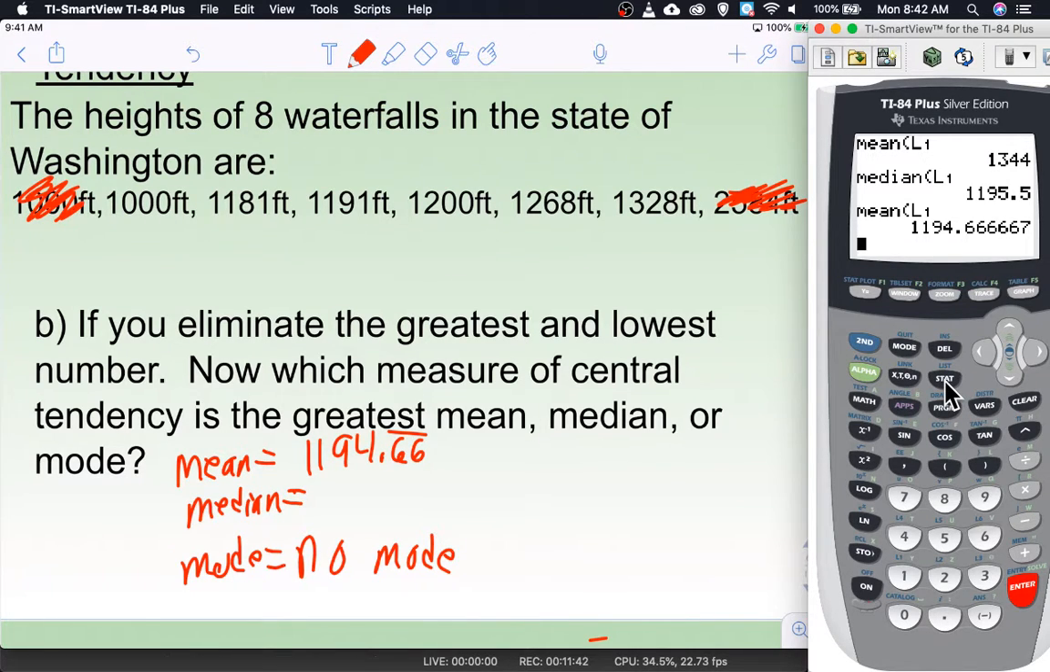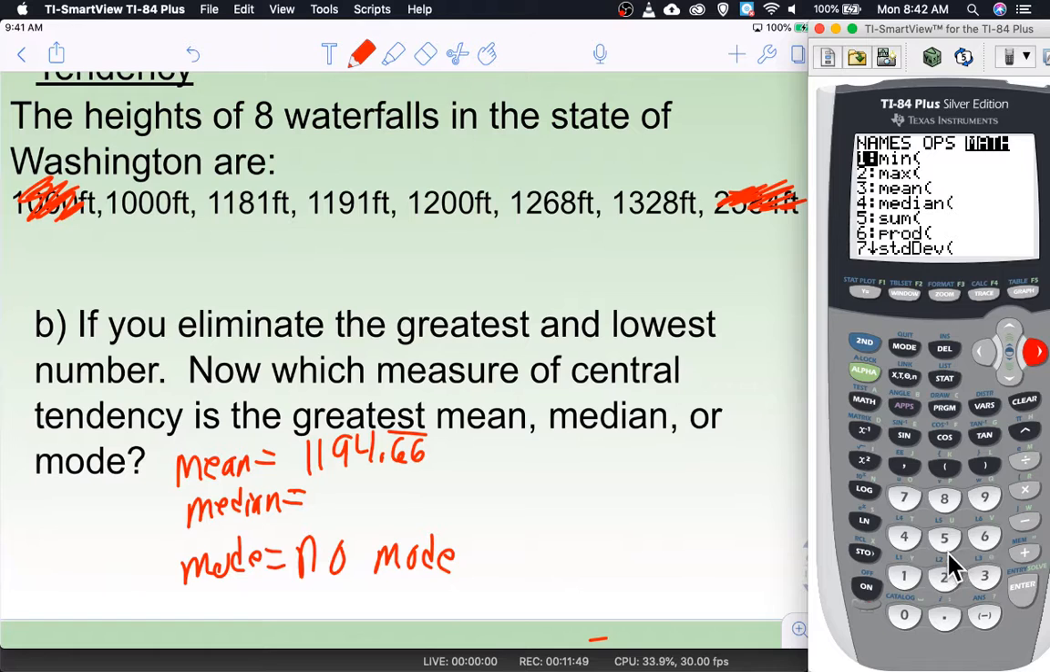Median. If I do, the median actually should be the same number. It should not have changed.